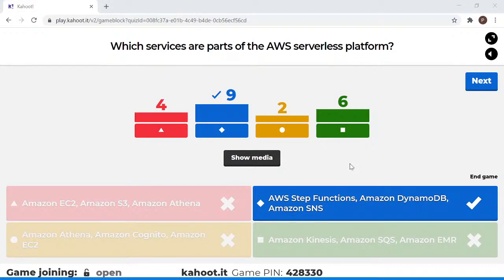So in any option, if you see Amazon EC2, it is not serverless. It is a VM that will be provisioned for you, and you need to run it and maintain it. The last option has Amazon EMR, which is Elastic MapReduce. Again, it is not serverless. Amazon DynamoDB is a NoSQL database, and we do have a serverless version for that. So let us move on to the next question.